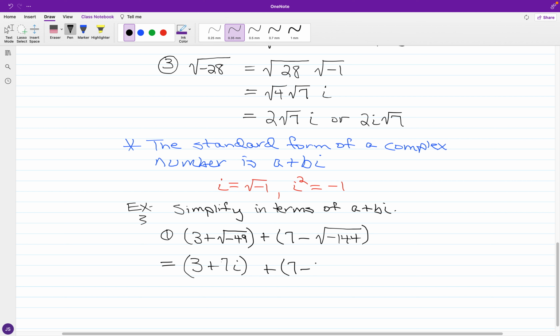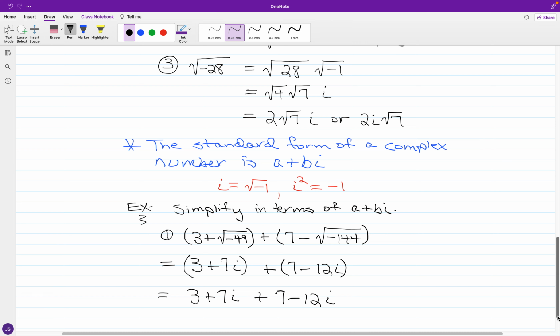And for the square root of -144, that is going to be 12i. After writing the square roots of negatives as i terms, and upon removing the parentheses, we have 3 plus 7i, plus 7 minus 12i.